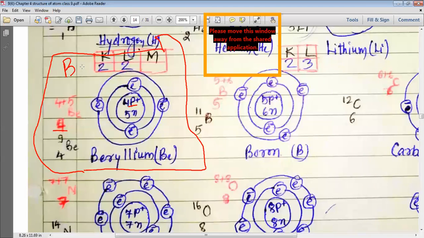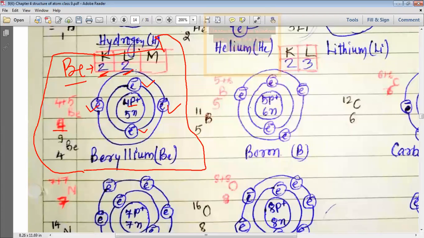These 4 electrons are filled in such a way that in K shell we have 2 electrons, and in L shell we have 2 electrons. So these are the 1 and 2 electrons in K shell, and these 2 electrons are present in the L shell. So we can write the electronic configuration of beryllium as 2, 2.